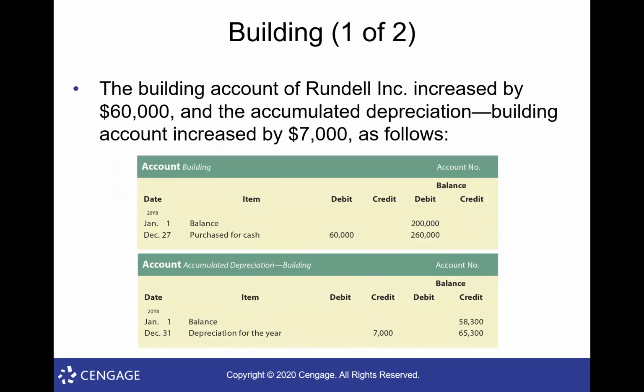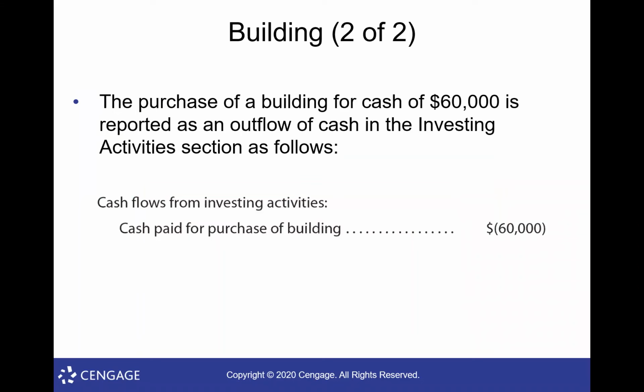We also had a change in our building account. It increased by $7,000. So we can take a look at how it was 200,000. We had a purchase. Now it's 260,000. I'm sorry, it increased by 60,000. And then our accumulated depreciation account was a $7,000 change. Again, that's an outflow from investing activities.